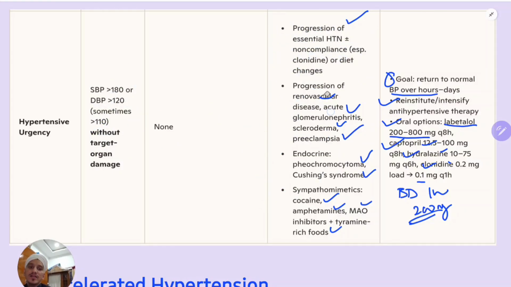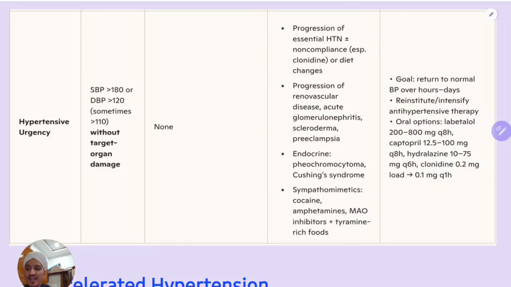The take home message here is that 90% of the time you should reduce the BP very gradually. You should not reduce the BP suddenly, except for some conditions like aortic dissection, pre-eclampsia, and pheochromocytoma, where you should reduce the BP suddenly: less than 120 systolic in aortic dissection, and 140 systolic in pre-eclampsia, within 1 hour. Otherwise, whether it is urgency or emergency, you should reduce the BP gradually.